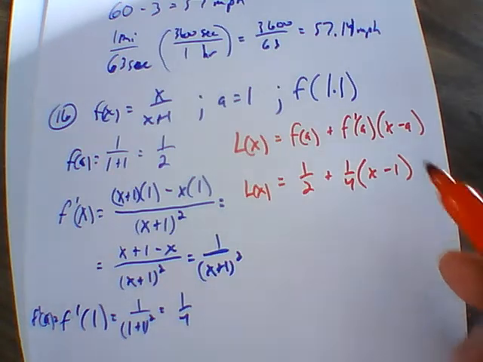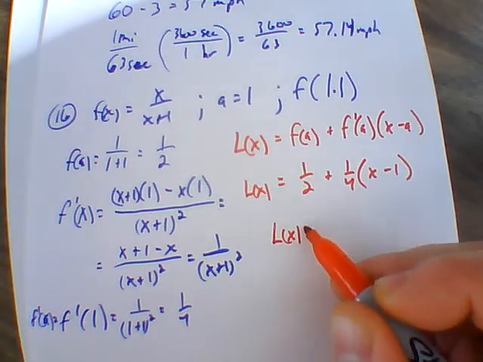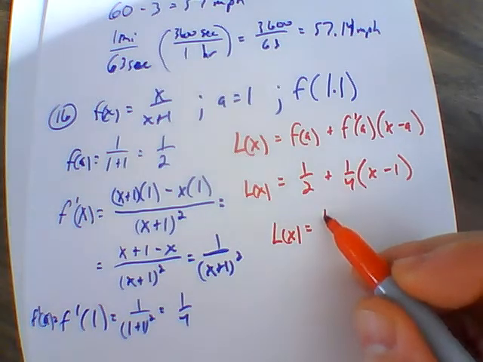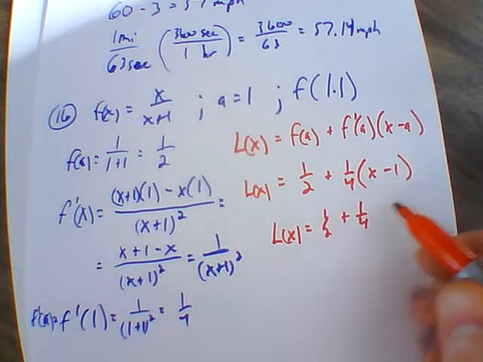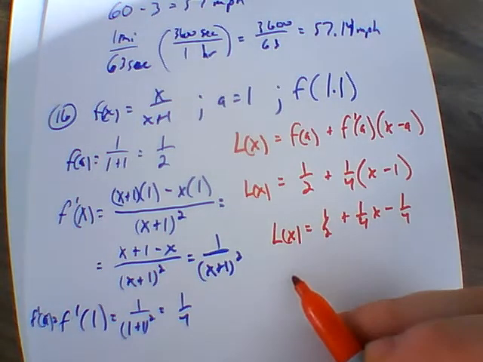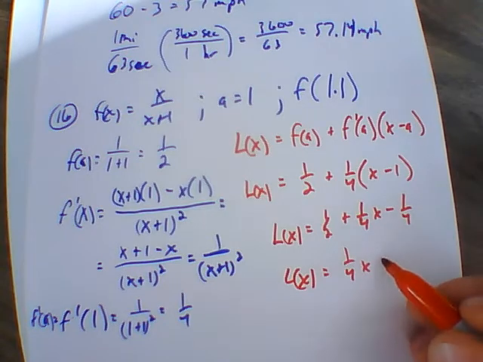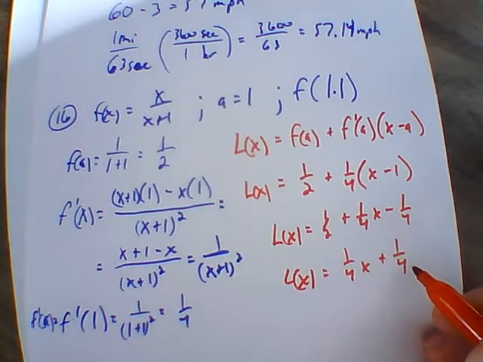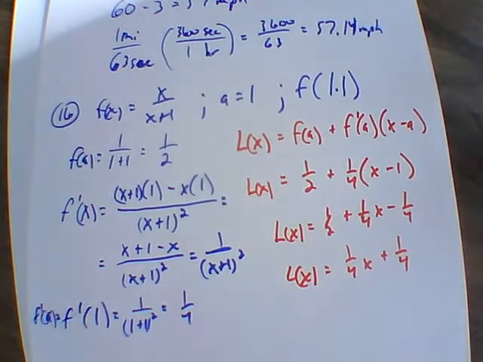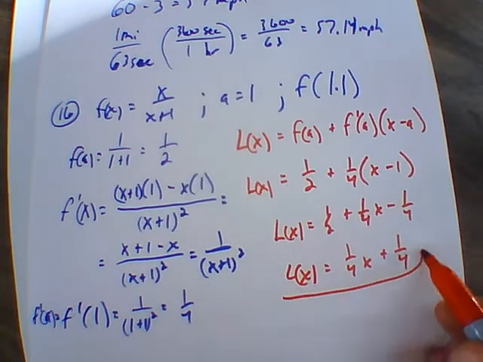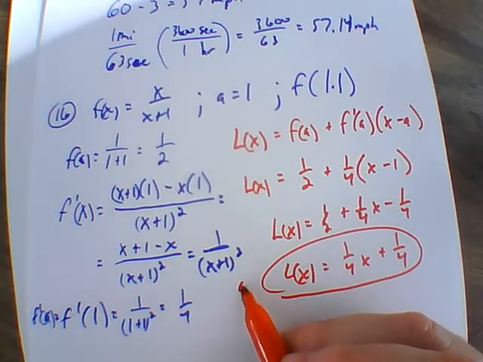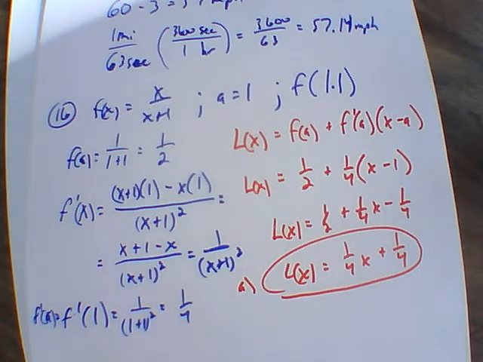And so now what we see here is that the linear approximation, just simplifying out, we have 1/2 plus 1/4 x minus 1/4. So our linear approximation of x is 1/4 x plus 1/4. Okay? So what does this mean? This was our part A answer right here. So this was all the work that went into part A.